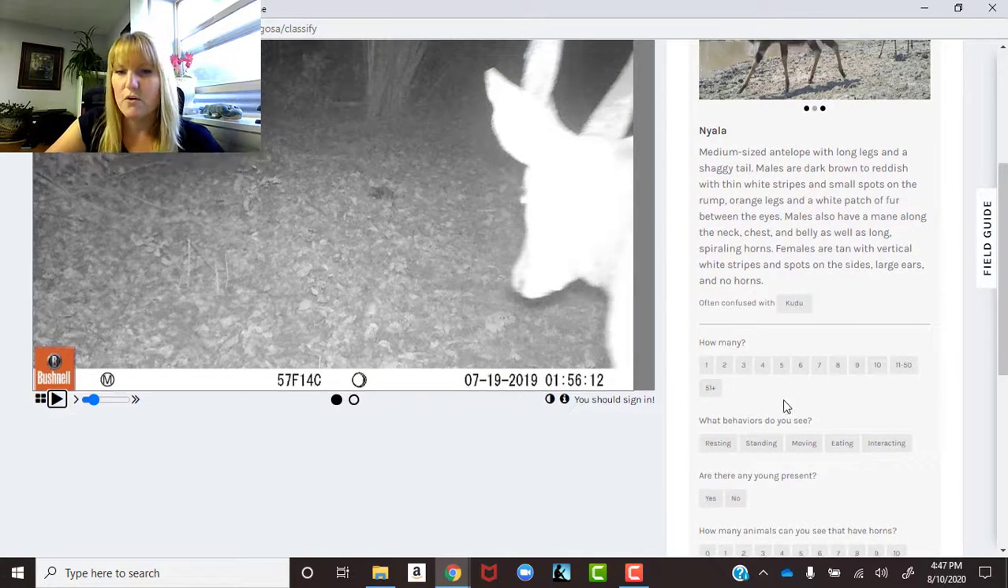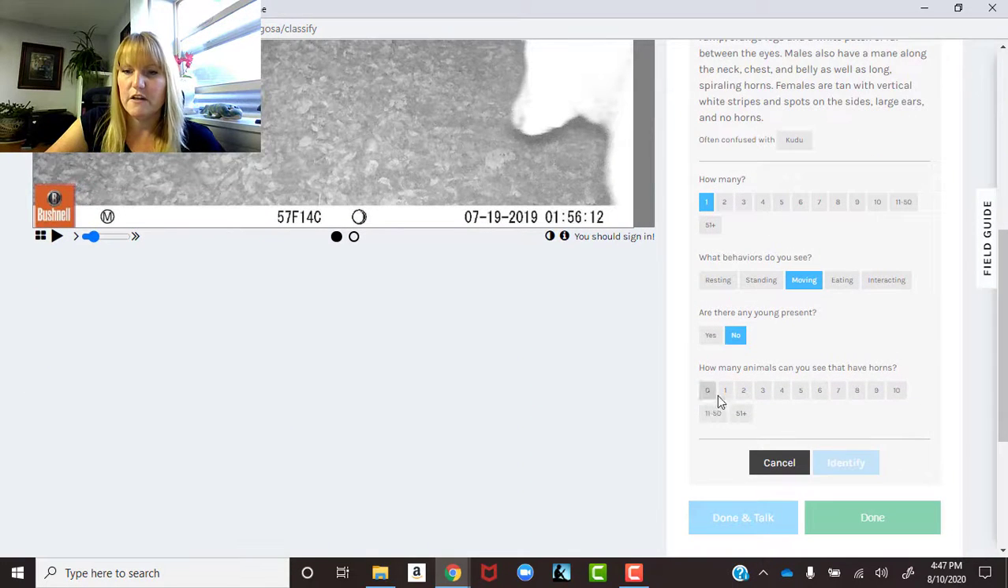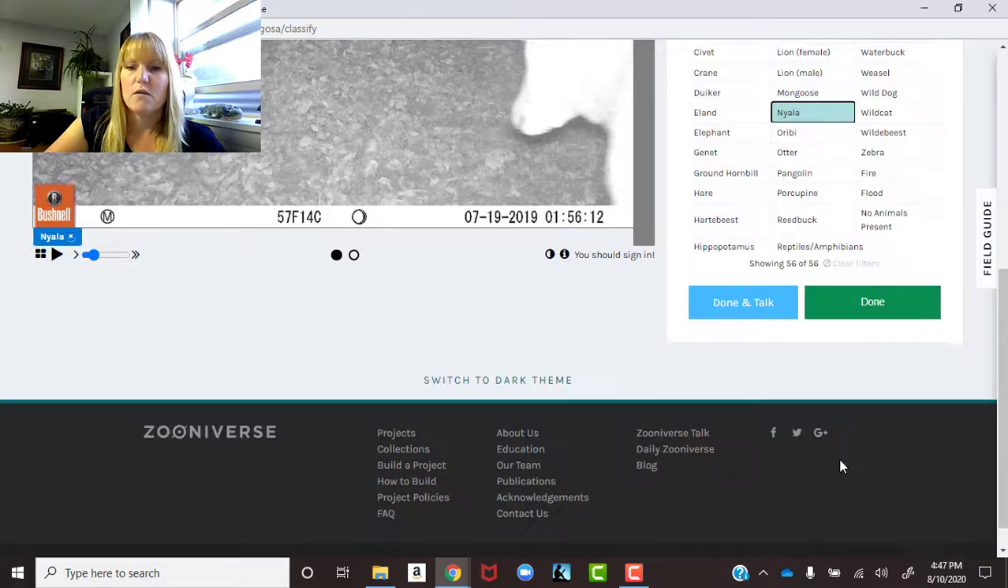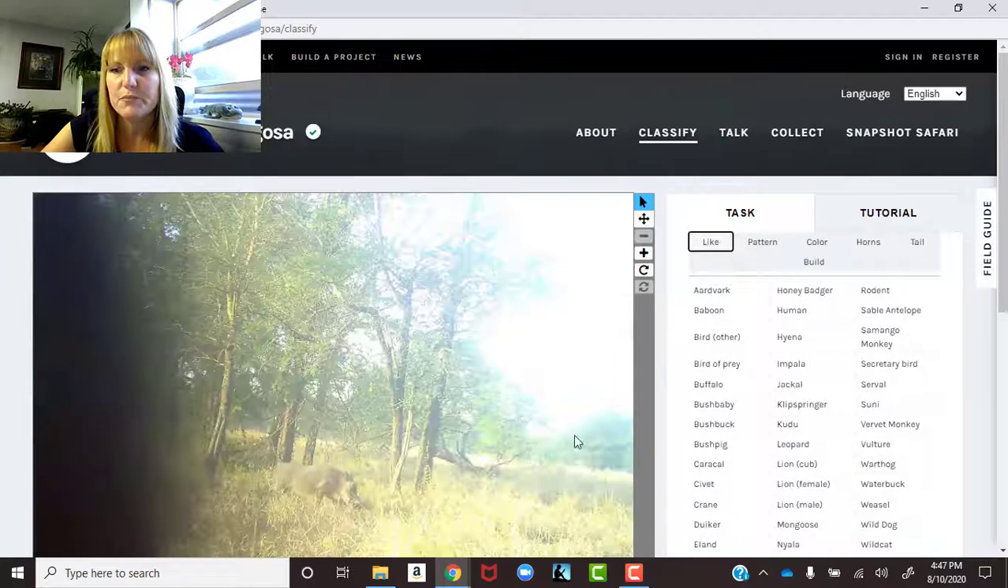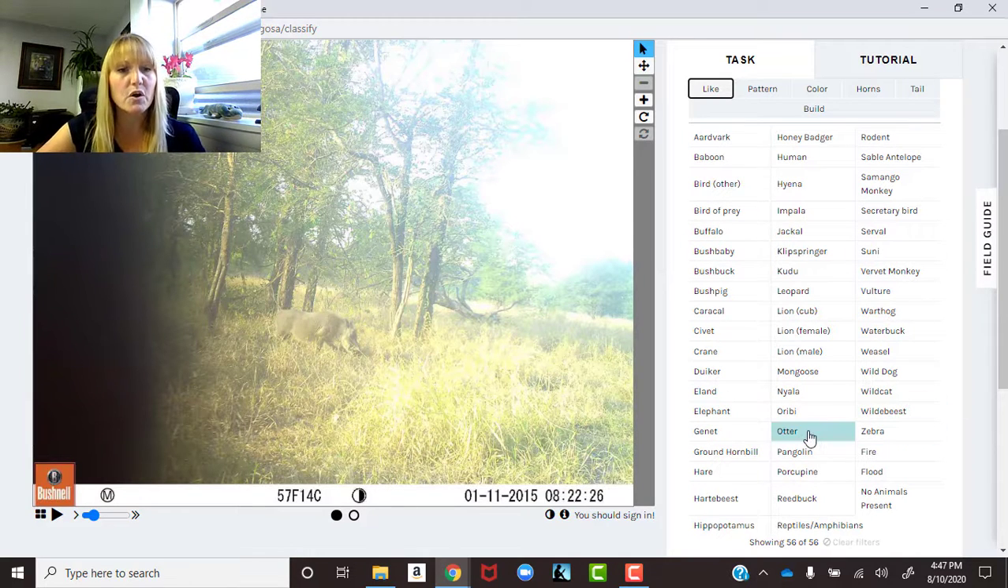Okay, so now that I'm confident it's a nyala, it's moving, no young, one of them has horns, identify. Don't forget to write down nyala and something interesting about it to you. Done. This one's pretty washed out, but thankfully we can still see the animal there really quick, really easily. So go through the process.